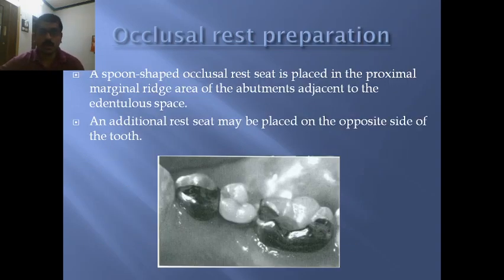Let's see the occlusal rest preparation. This has already been taught to you in the RPD section. A spoon-shaped occlusal rest seat is placed in the proximal marginal ridge area of the abutments adjacent to the edentulous space. If required, we can go for an additional rest seat on the opposite side of the tooth. Here we can see the rest seat. It is prepared here.